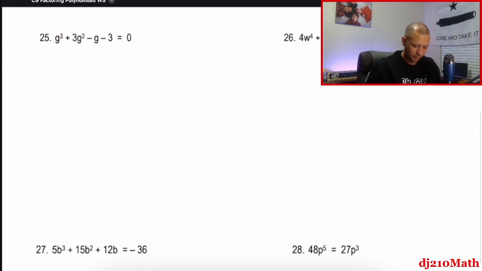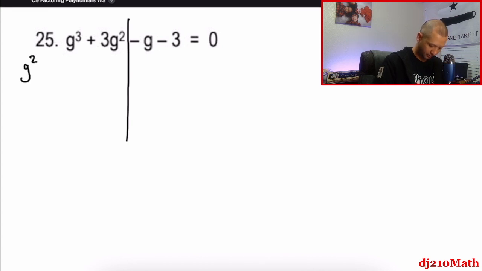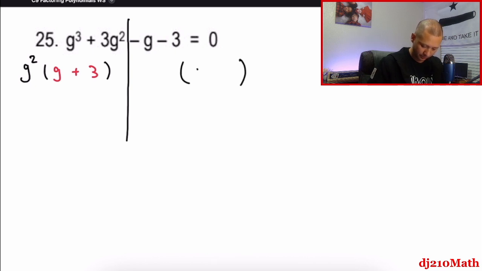Okay. This is what we've been practicing for, number 25. So it's equal to 0. We're going to split this down the middle. Left-hand side, I'm taking out a g squared. Left behind is going to be g plus 3. On the right-hand side, I know I want the same thing. G plus 3. Okay, let's look and see.